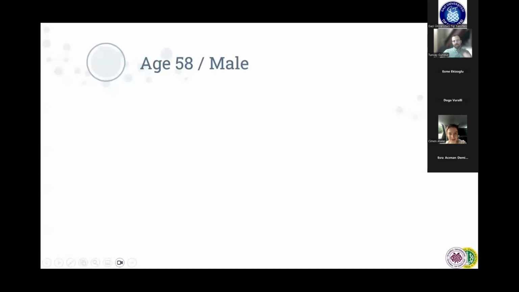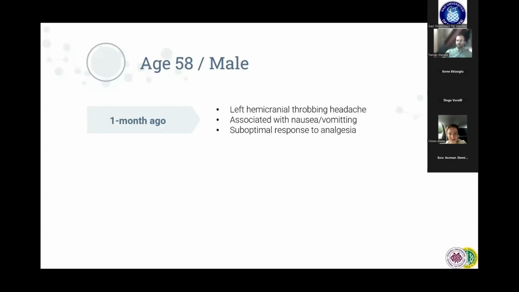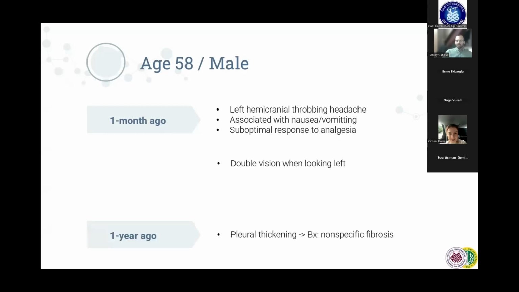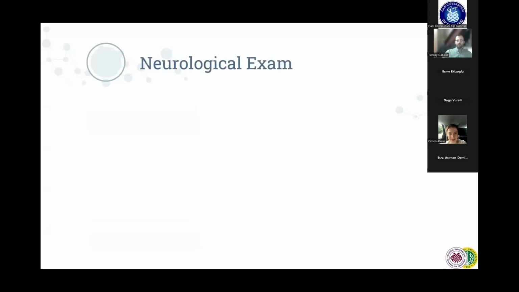This is a 58-year-old male patient with a left hemicranial throbbing headache that started a month ago. It's also associated with nausea and vomiting, and there was a suboptimal response to analgesia. In the recent week, he also had double vision when looking left, and we understand that he has a pleural thickening and had a biopsy a year ago which resulted as non-specific fibrosis.